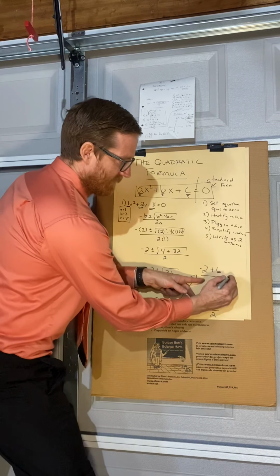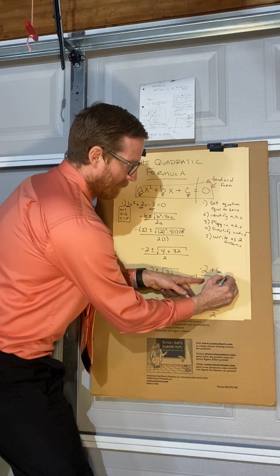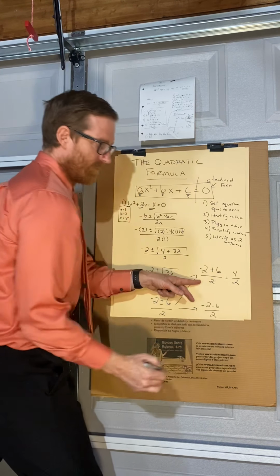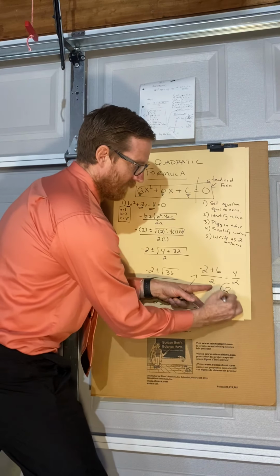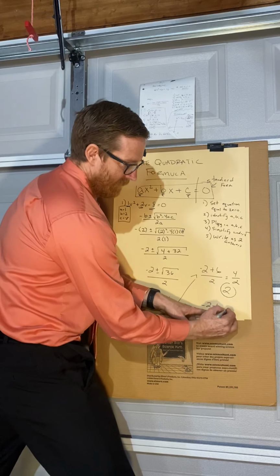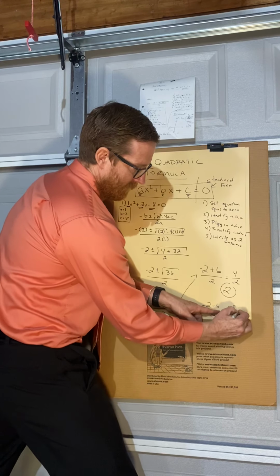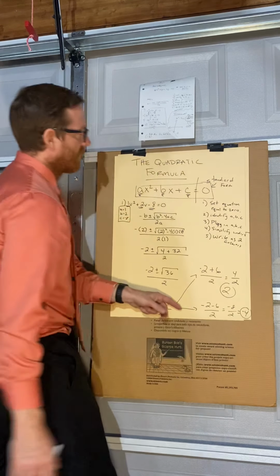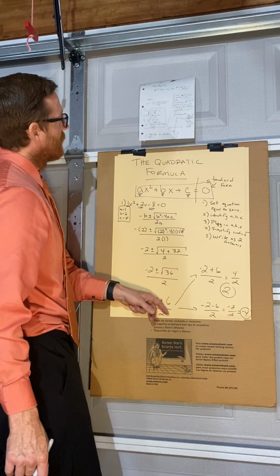So negative 2 plus 6 is going to be 4 over 2, and we know 4 divided by 2 is 2, so that's one of our answers. Here we have negative 2 minus 6 is going to be a negative 8 over 2. That's going to be a negative 4. That's our other answer. Just checking up here, that looks good.